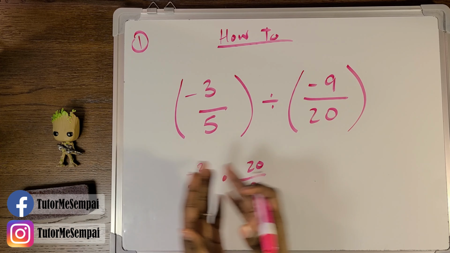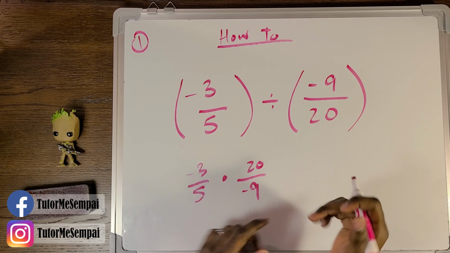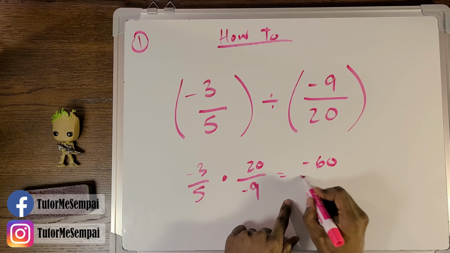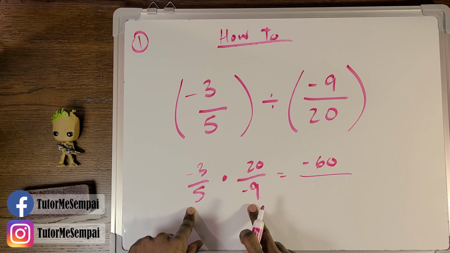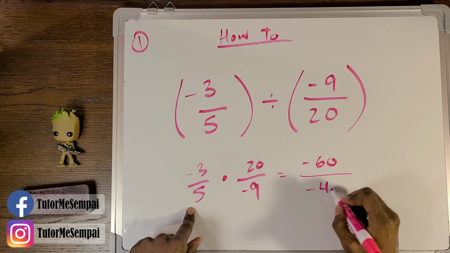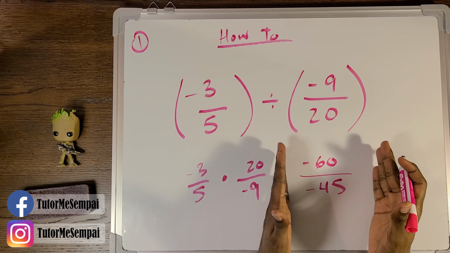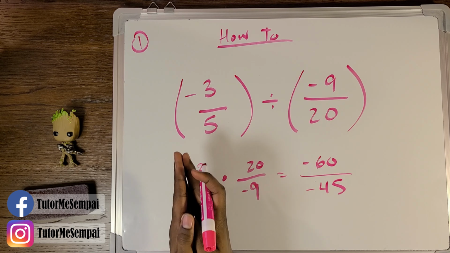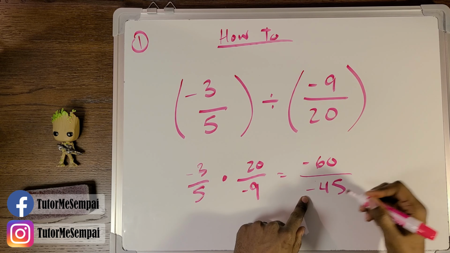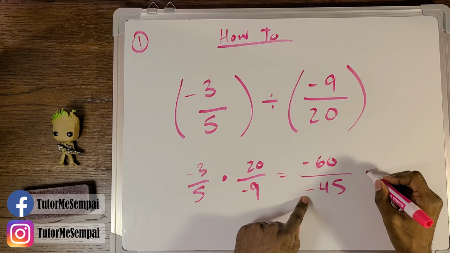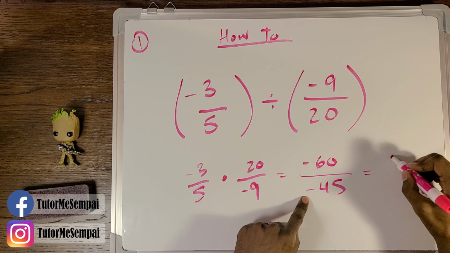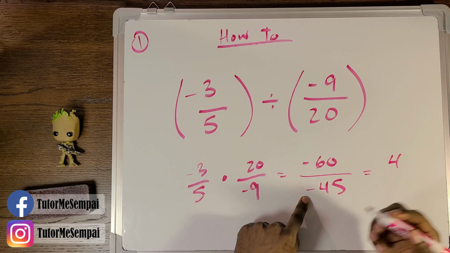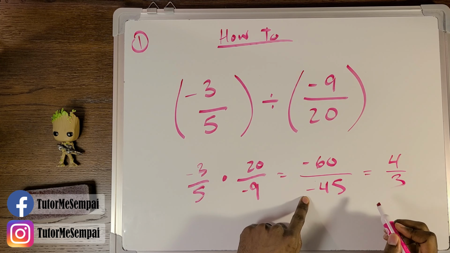Now you know you can just multiply across. So you're going to get negative 60, right? Negative 3 times the 20, negative 60. And we're going to have 5 times negative 9, which is going to be a negative 45. Now, when you get to this point, it's probably best that you simplify your answer. So 60 over 45 can be simplified. And that's going to be what? Well, 15 goes into the top how many times? 4. 15 goes into the bottom how many times? 3. And notice we have some negatives here.